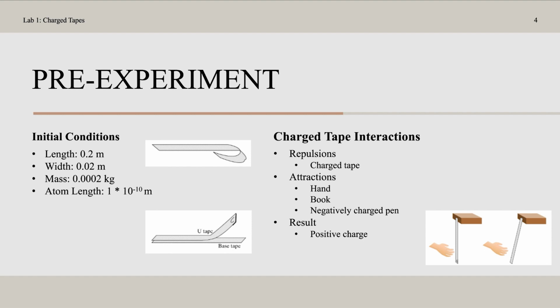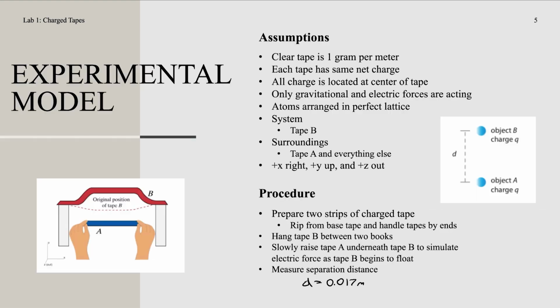The tape, regardless of positive or negative charge, will be attracted to neutral objects, in this case a hand or book, because it induces temporary dipoles on the object. Most importantly, the charged tape was attracted to a negatively charged pen, showing that the tape has a positive charge by Coulomb's law. We made some assumptions to simplify the experimental model.